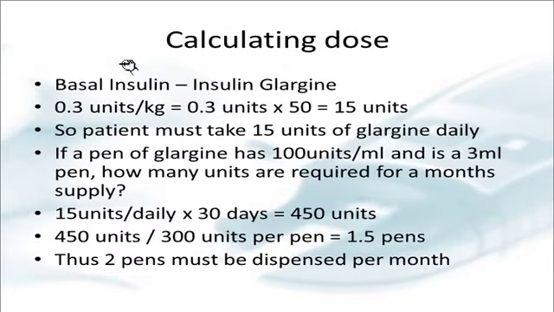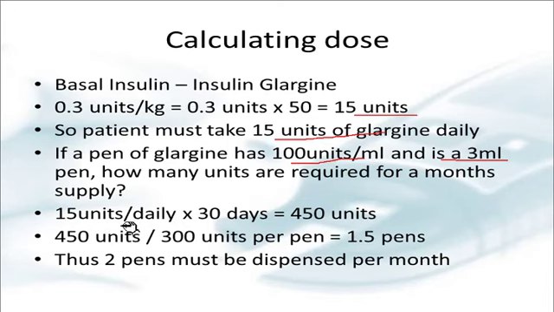So, in the case of basal insulin, that's insulin glargine, it's 0.3 units per kilogram, which means it's 0.3 units times 50 kilograms, which means it's 15 units. And therefore, insulin glargine must be given as 15 units daily, and that 15 units will be given once a day at night. If a pen of insulin glargine has 100 units per ml and is a 3 ml pen, how many units will be required per month, and as a result of that, how many pens will be required?